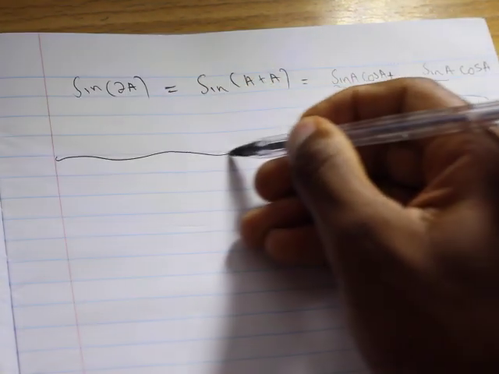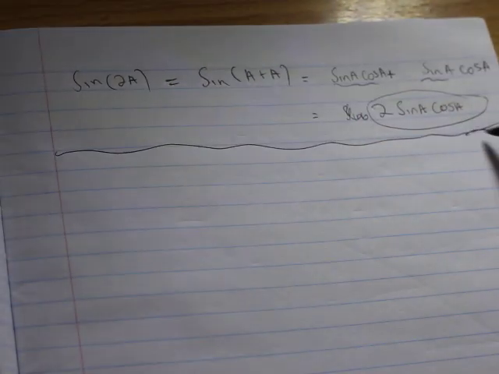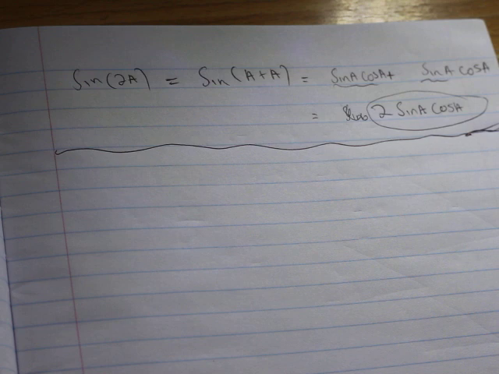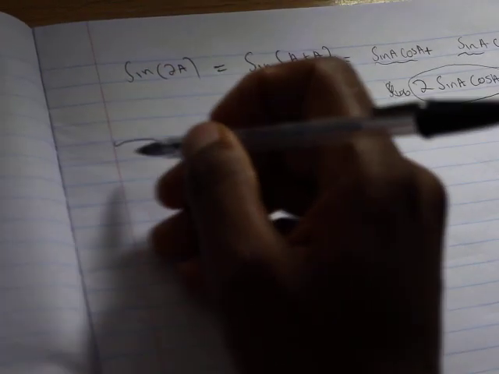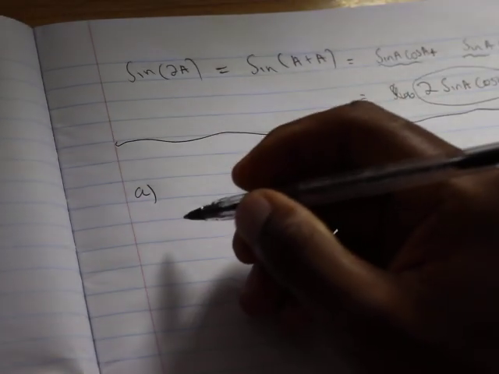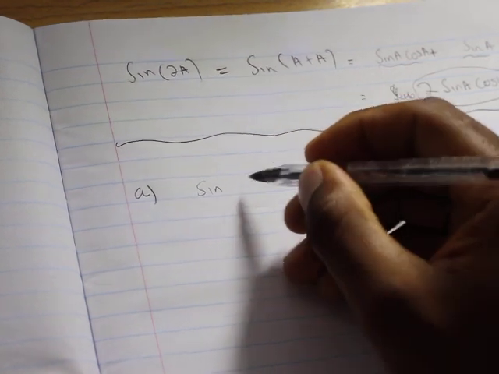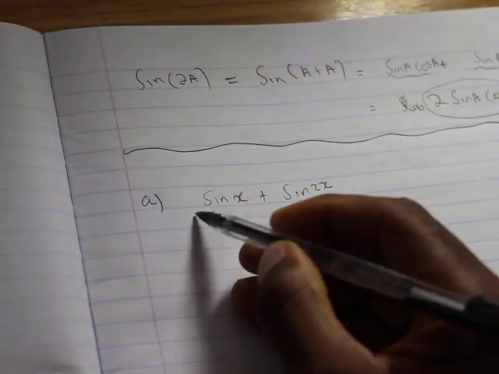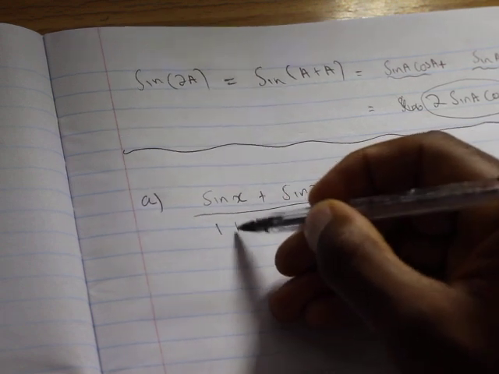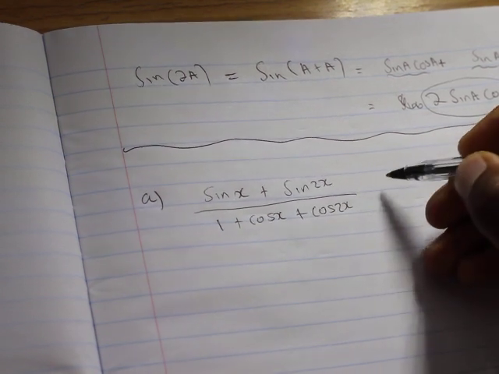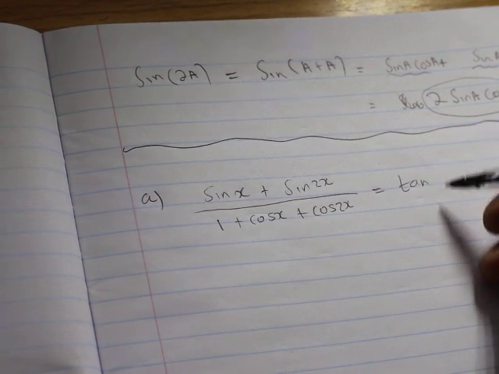We've covered the double angle identities, not compound angle identities, although this is just a subtopic of compound angle identities. So let's look at a couple of identities and see if we can utilize the double angle identities and put them into use. Sine x plus sine 2x, divided by 1 plus the cosine of x plus the cosine of 2x. This is equal to the tangent of x.